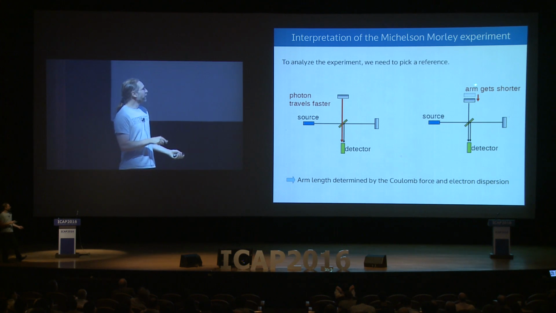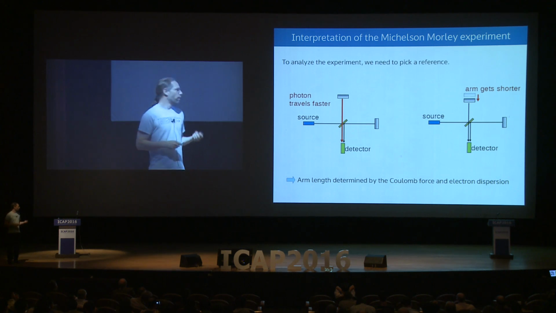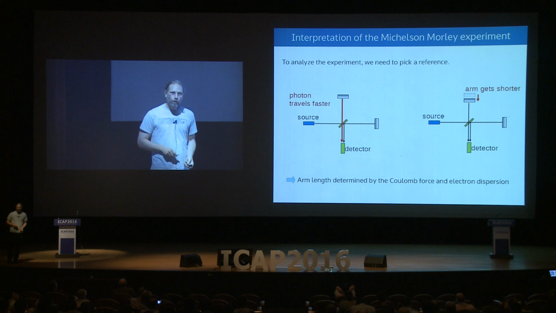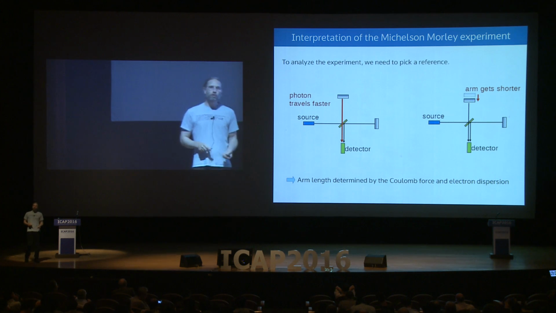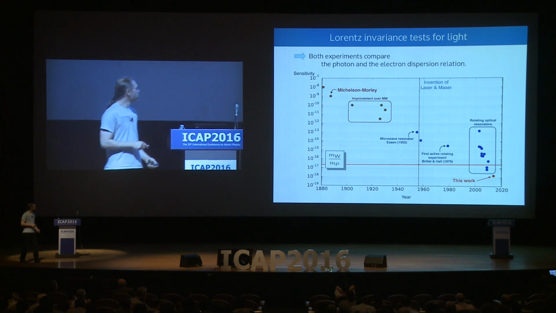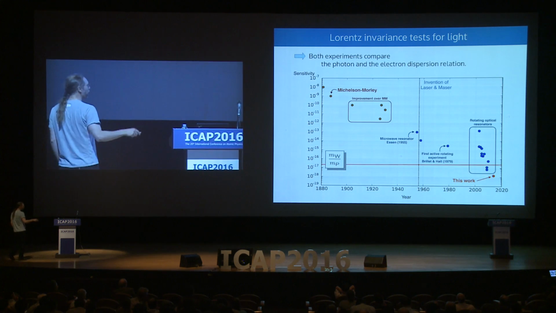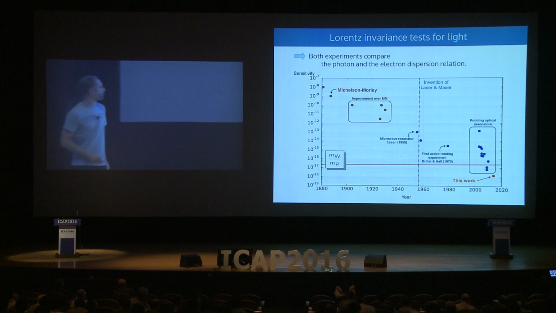It turns out that the length of these arms is also determined by the molecular bonds, where not only the Coulomb force enters, but also the electron dispersion. The conclusion from this is, if you do a Michelson-Morley experiment with photons, you are also testing the ratio of the electron dispersion relation to the photon dispersion relation.